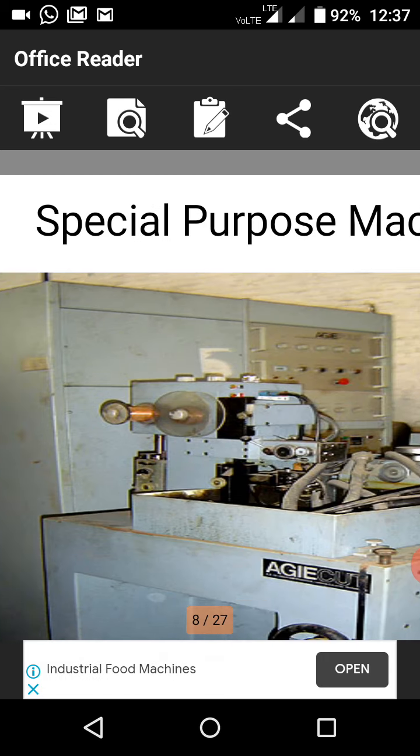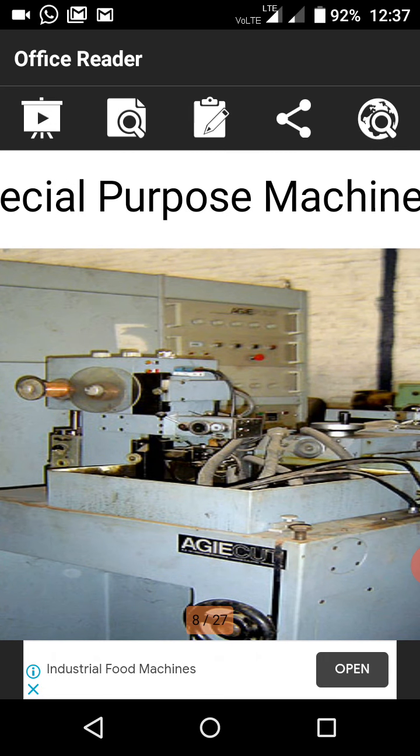Next comes special purpose machining. These are machines which are not available off the shelf. Small parts and components are manufactured in this special purpose machine, so they have to be designed and made as per customer specification requirements.